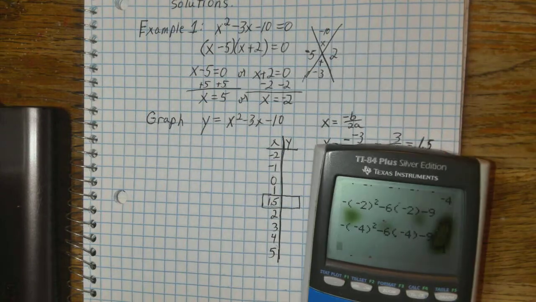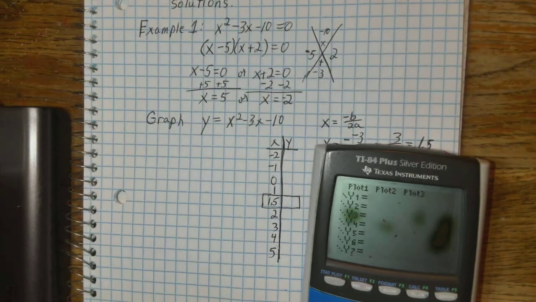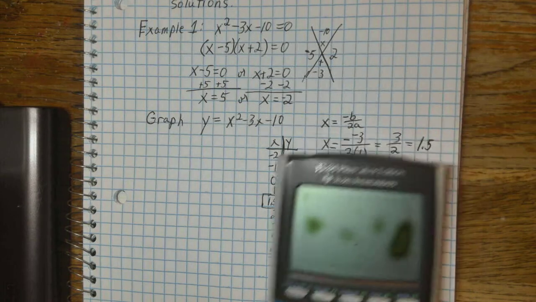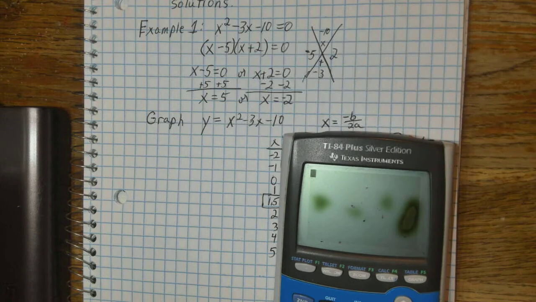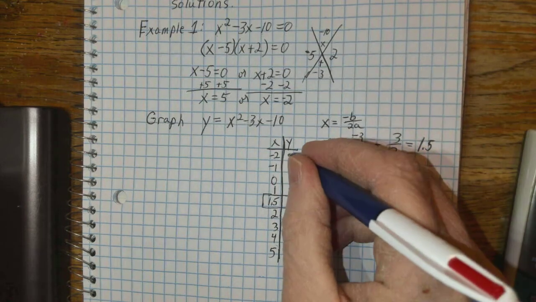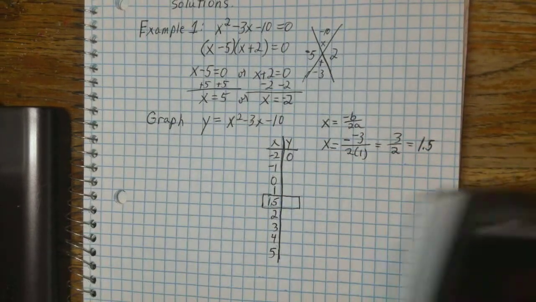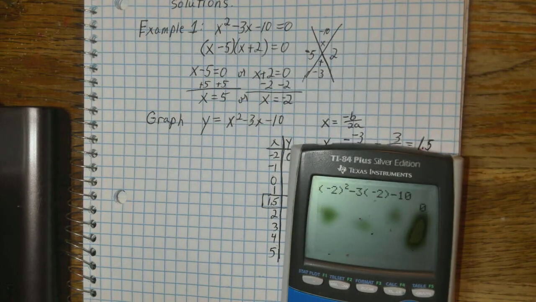Let's see. Oops, let's just get out of this. Clear. So I'm going to put this in parentheses and go negative 2 squared minus 3 times negative 2 minus 10. Ooh, I get 0. And that is very interesting to know, but we'll go with that in a second.